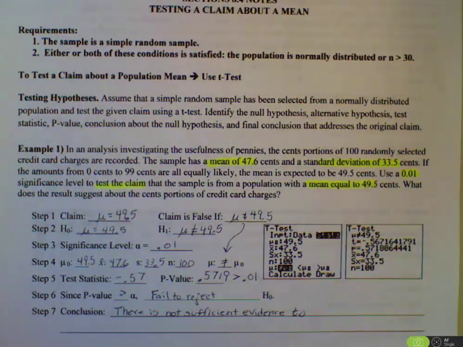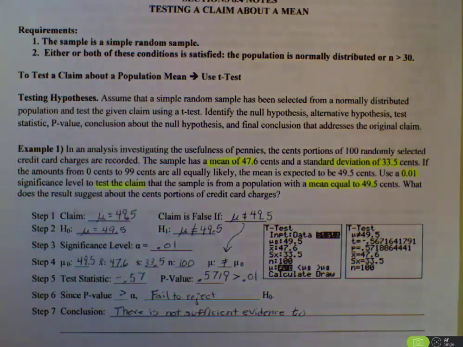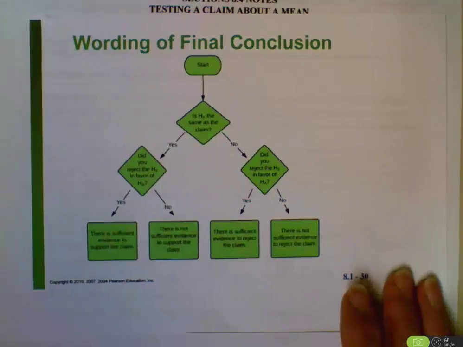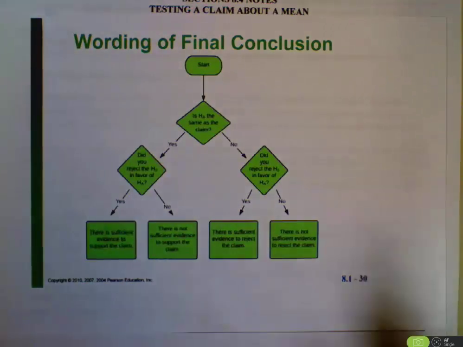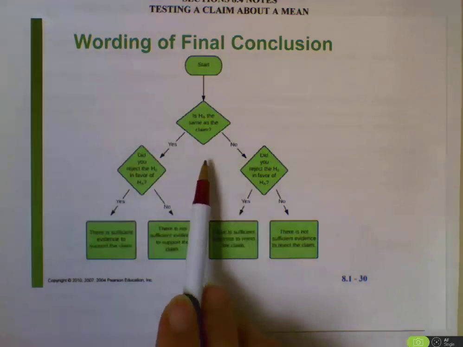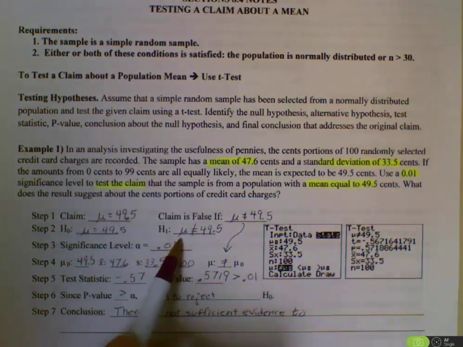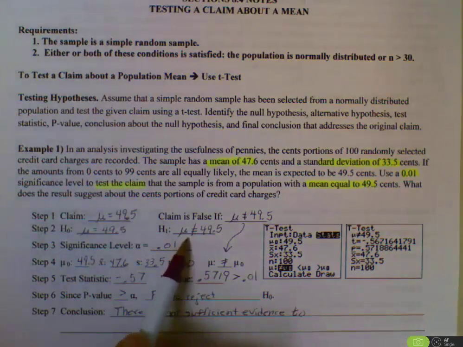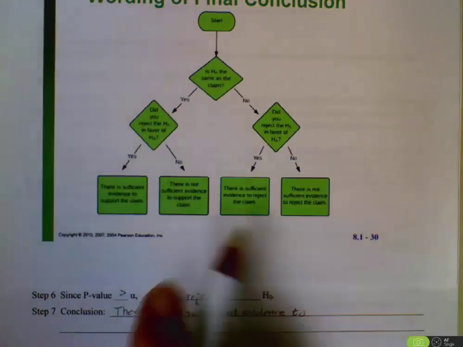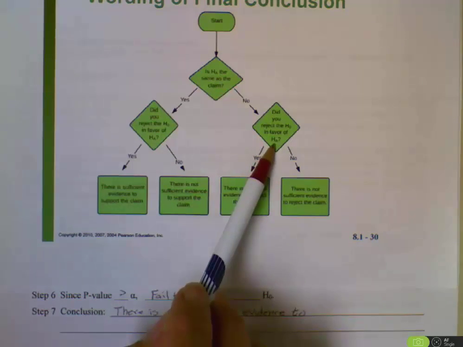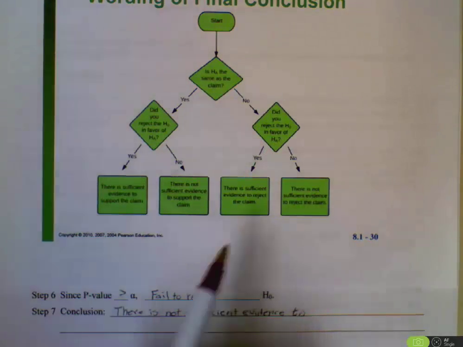And then I need to think about my flow chart for determining whether to write there's not sufficient evidence to support or there's not sufficient evidence to reject. I'm referring to this flow chart, and hopefully you have it in mind by now. The first question is, is the alternative hypothesis the same as the claim? No, the alternate hypothesis was the complement of the claim. So they're not the same. And if they're not the same and I fail to reject the null, then I'm saying there's not sufficient evidence to reject the claim.